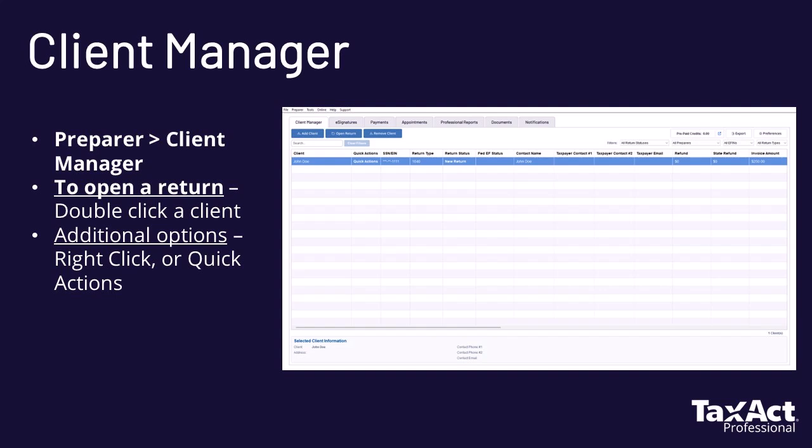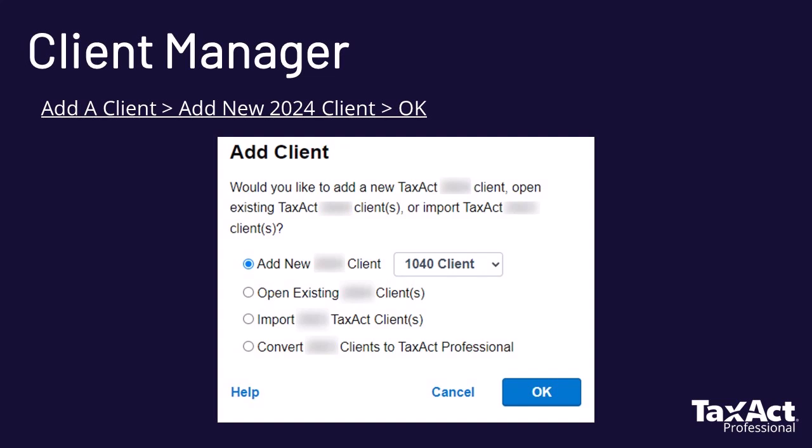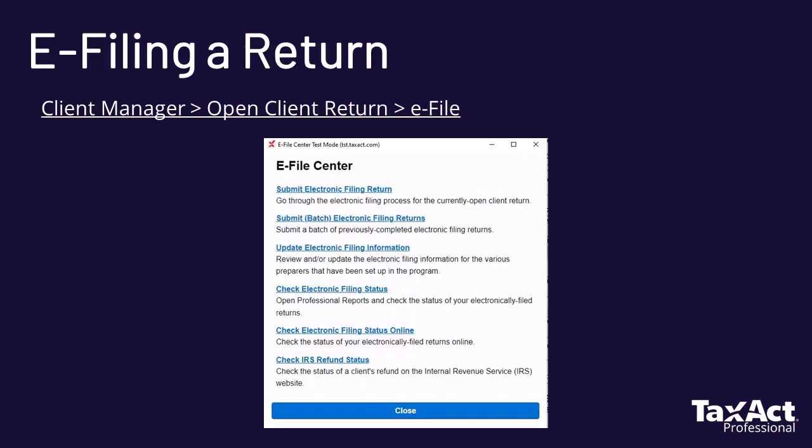Click the Add a Client button. Then, select Add New 2024 Client to complete the new client contact and basic information portion of the return. Here you can also open existing clients, import previous TaxAct clients, and convert clients from other supported software. Click OK. When you're ready to e-file, we recommend using the e-file center.